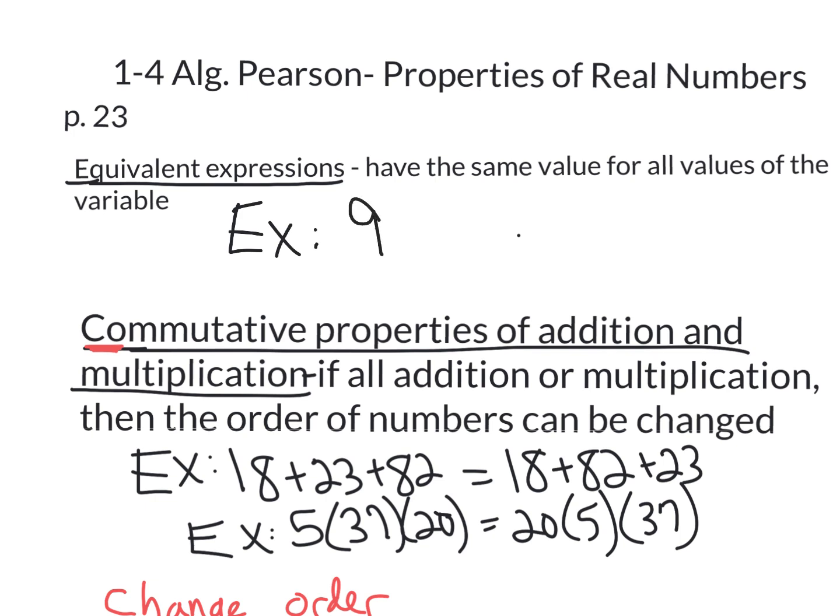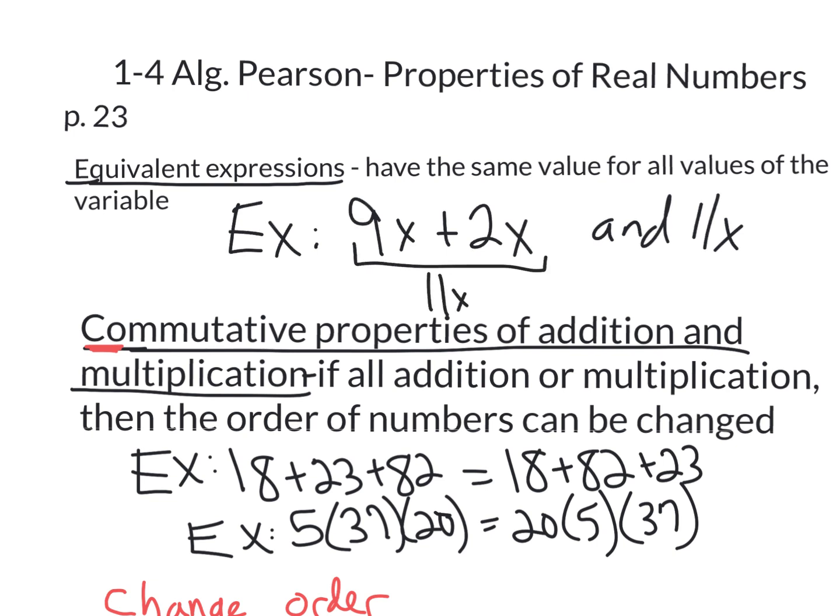to each other. So for example, 9x plus 2x and 11x, those are equivalent expressions because really 9x plus 2x, if you combine that, is 11x. So basically for either one of those original expressions, you could put a 0 in for x, you'd get 0 both ways. Go back to the original expressions. If you put a 5 in place of x, you'd get 55 both ways. Whatever number we put in, we're going to get the same thing if we have equivalent expressions.